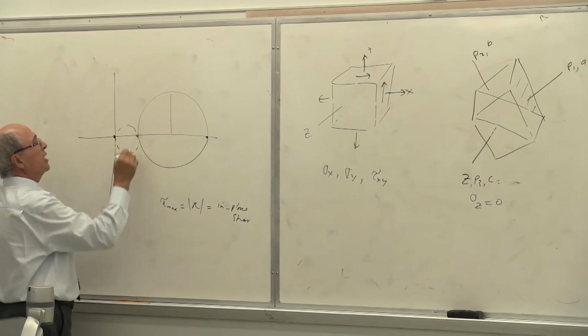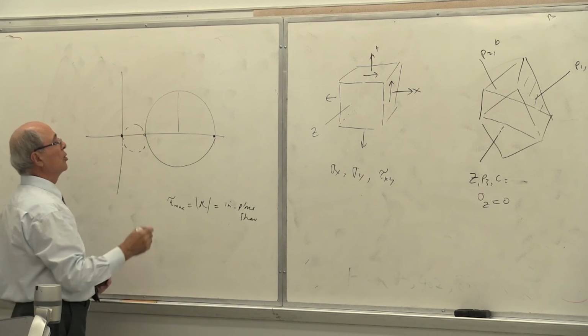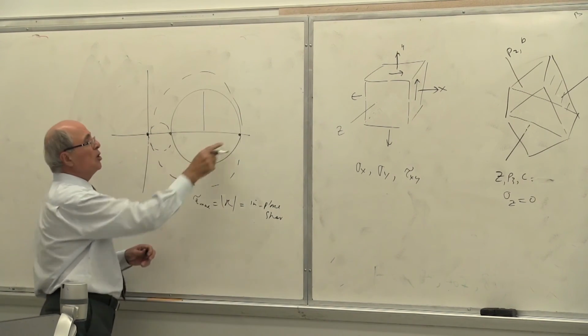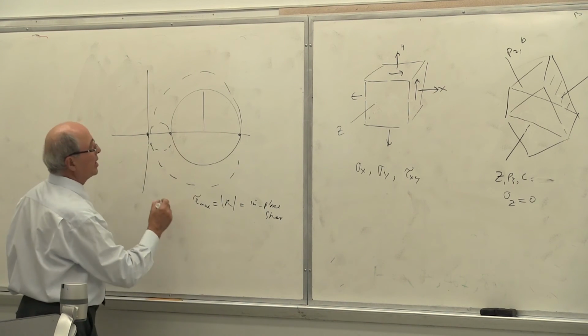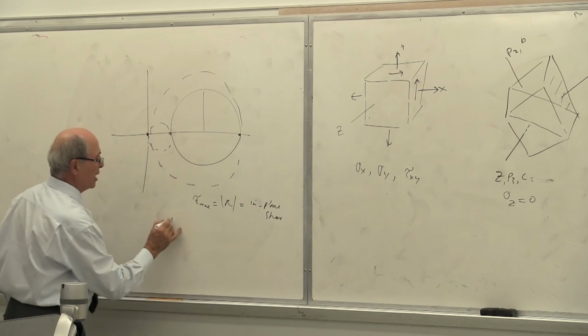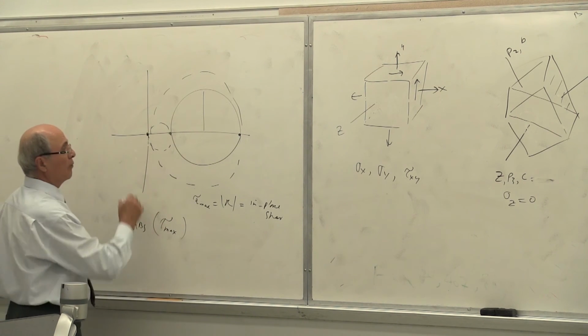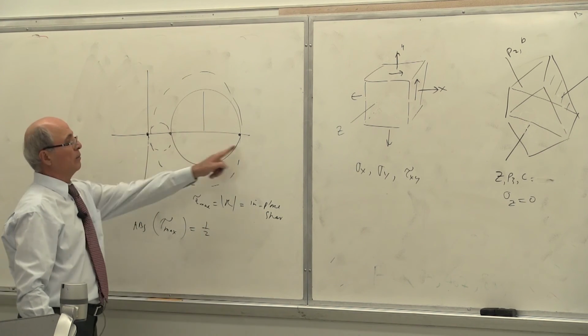The other 2 circles, you always do it this way: you draw the original circle in black as you see it in your handout, and you draw the other 2 circles in between these 3 points. That's all you have to do, right? And tau max here, in this case, is not in plane. Absolute tau max, all of them together, is actually equal to 1/2 of what?